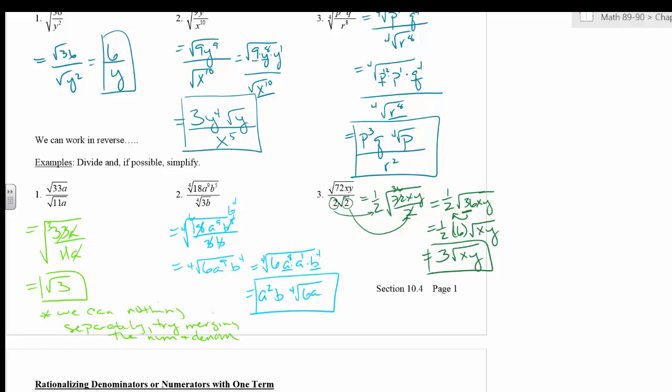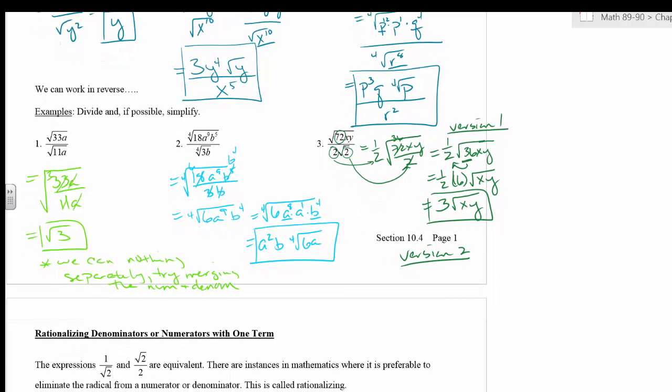So that's one way to handle it. Another way you could handle it is you could simplify the 72 to begin with. So I'll say, let's go version 1 here, and then version 2. And of course, it doesn't matter to me. I just want to give you a couple of options with a problem like this.